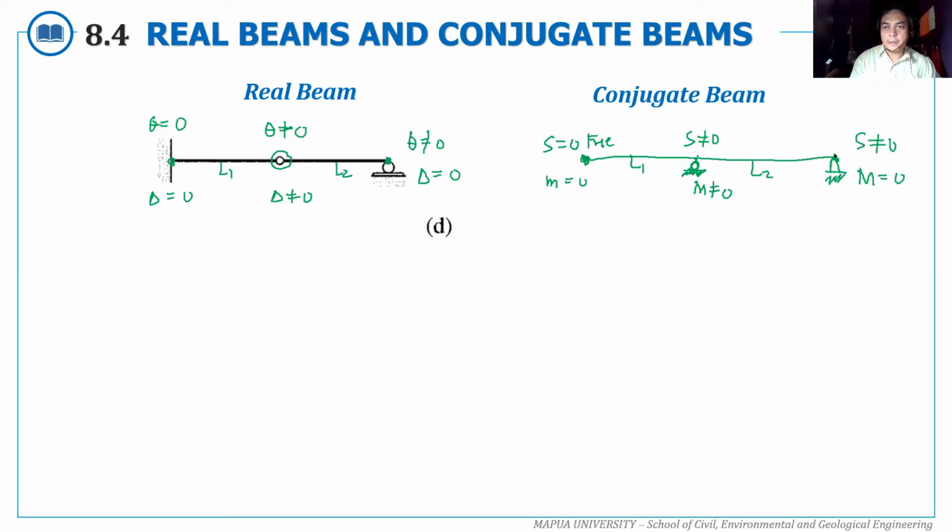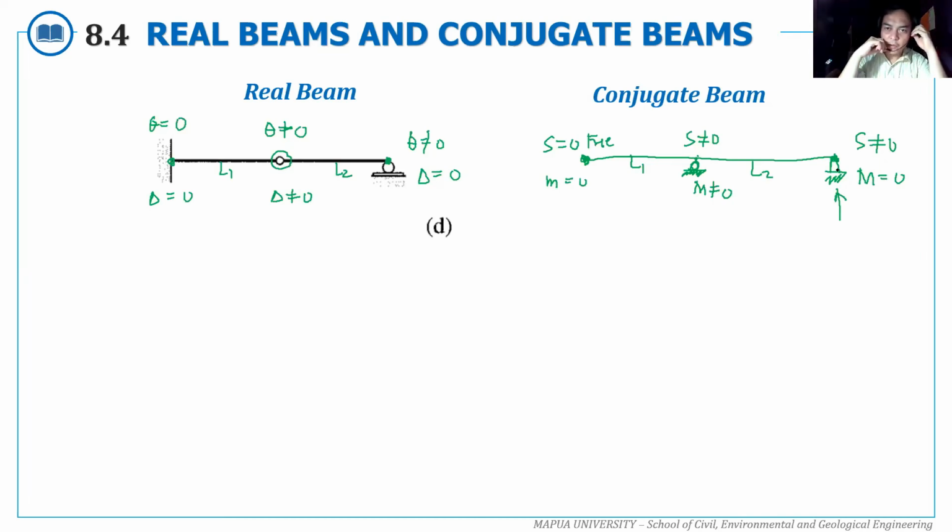Hinge or roller. Di ba? Pagka hinge, may reaction and that corresponds to the shear force. Hindi 0. Tapos yung moment, dahil sa dulo siya, this 0 yung dyan. So as you can see, the conjugate beam is a free end, interior support, tapos hinge sa dulo. So that is the conjugate beam of the real beam.